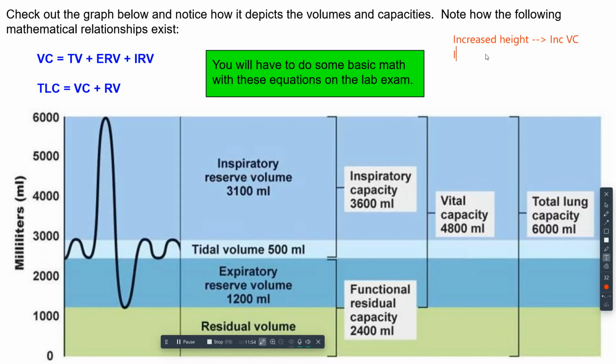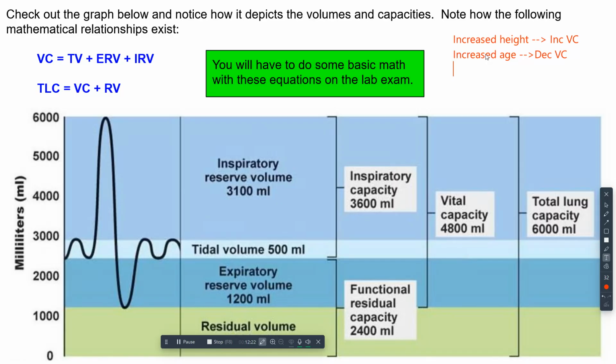What about if I get older? As I get older, what's going to happen to my vital capacity? Well, as I get older, my thoracic cage, my lung tissue, everything gets less stretchy, so it's harder to expand and fill those lungs. So with increased age, I'm going to get a decreased vital capacity.